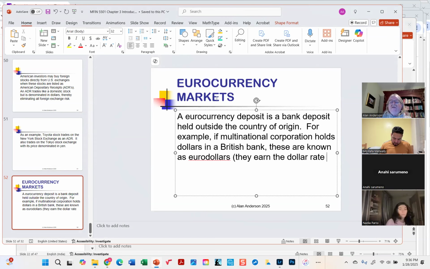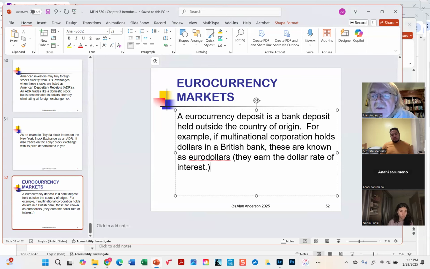So you can see it's awfully convenient to be able to hold different currencies in different banks throughout the world. Again, if you're a multinational doing business in England, maybe some of your revenues are in pounds, maybe some are in dollars, maybe you've got expenses denominated in dollars, or you have investments. So it's very convenient that you can have both dollar deposits and Euro pound deposits in your British bank account.